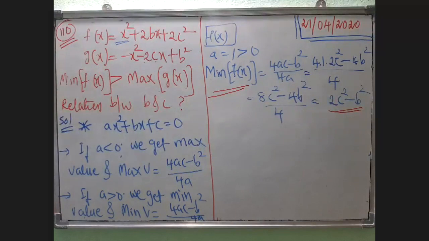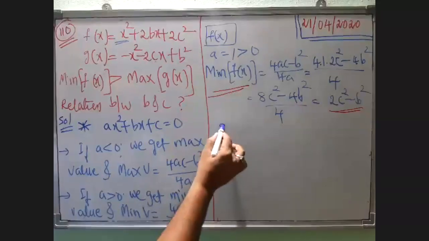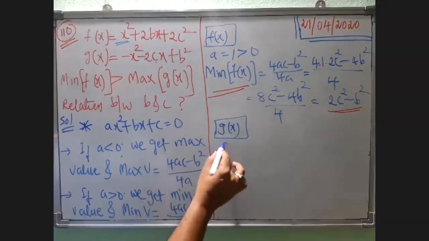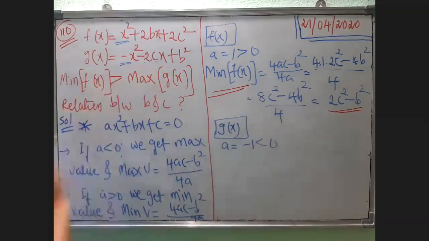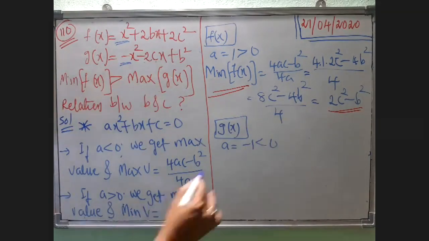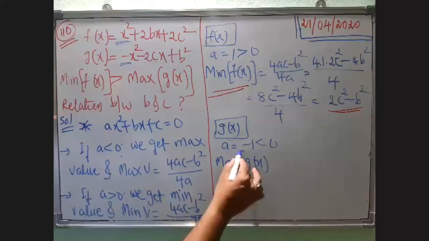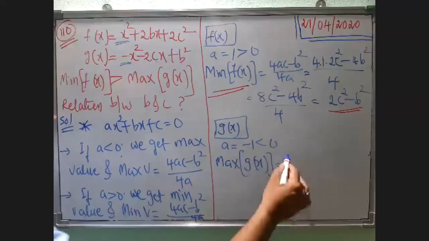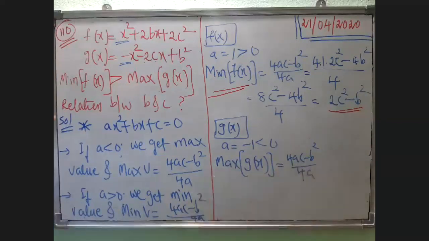Like this, we should find out for g of x. This was for f of x. If you see g of x, what is the value of a? A value is -1, which is less than 0. Therefore, you get the maximum value of g of x, same formula. What is it? 4ac minus b square by 4a.